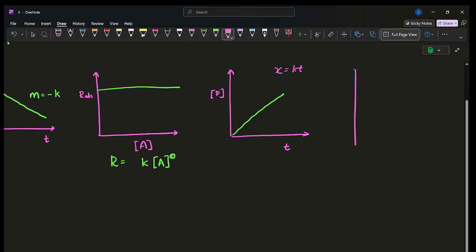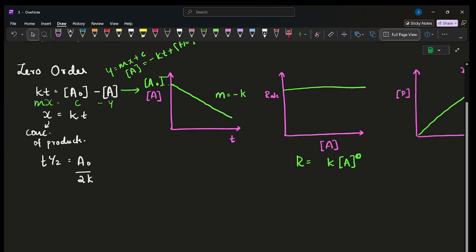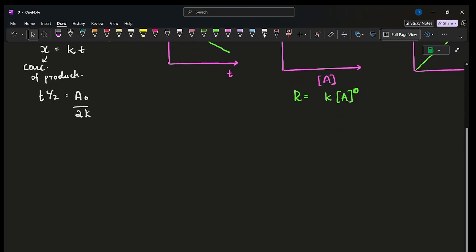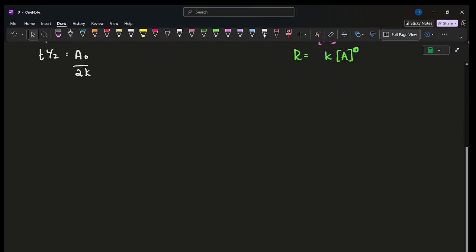And last but not the least, what if I put t half and a naught? So you know t half is a naught by 2k. So it's again going to be a straight line because it's going to form y is equal to mx, a straight line through the origin. So these are all that we have got for zero order. Let's talk about first order, because in first order there's a lot more and it's going to be fun. Okay, let's move on to that.